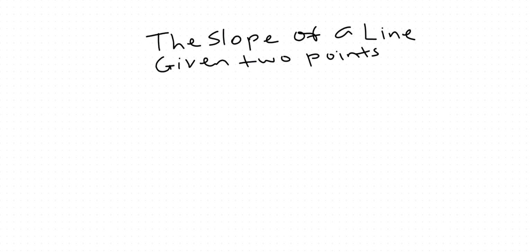What are the 2 points we are talking about? We are talking about the 2 points whereby you have x1, y1, and you have x2, y2. How do you go about it?